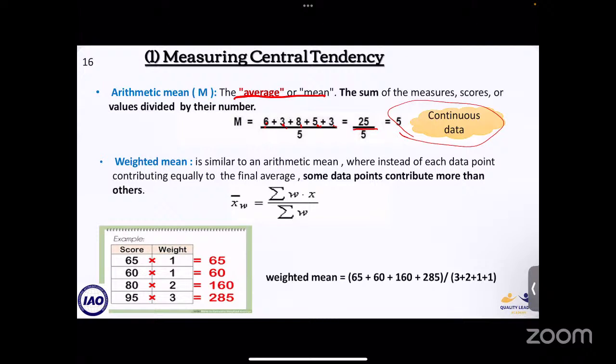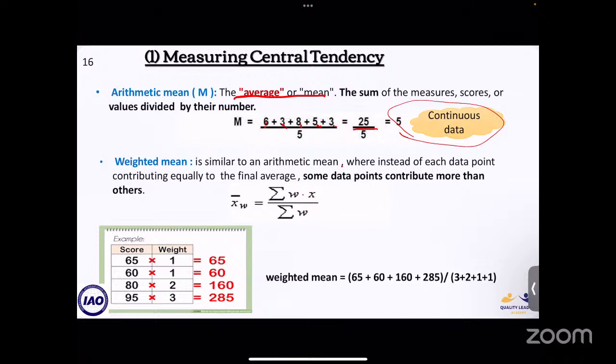Clear. Okay, what about the weighted mean? It is similar to an arithmetic mean, where instead of each data point contributing equally to the final average, some data points contribute more than others. So in some cases, values are assigned different weights based on their importance. For instance, if you are analyzing departments like parking, medication, communication, nutrition, you might assign weights. For example, for parking we will give 1, for medication 2, for communication 3, and for nutrition 1.